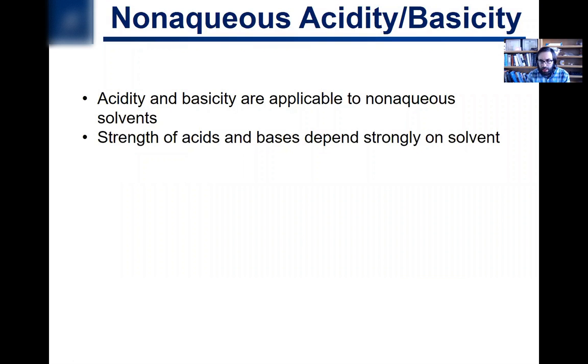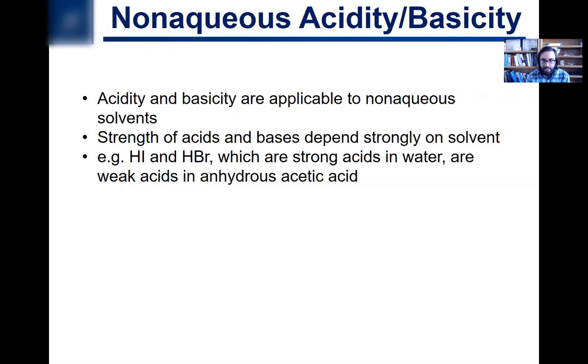So the strengths, the first thing to realize, which at first might be counterintuitive, but I think you'll come to appreciate it on the next few slides, is that the strength of acids and bases actually depends very strongly on what sort of solvent you're in. For example, hydroiodic acid, on our table, was the strongest acid listed. It had a pKa of -11. HBr, hydrobromic acid, is also very strong, not quite as strong. But these are strong acids in water, hands down, no questions asked. But if you put them in anhydrous acetic acid, they actually behave as weak acids. So why is that? We'll explore that in this video.